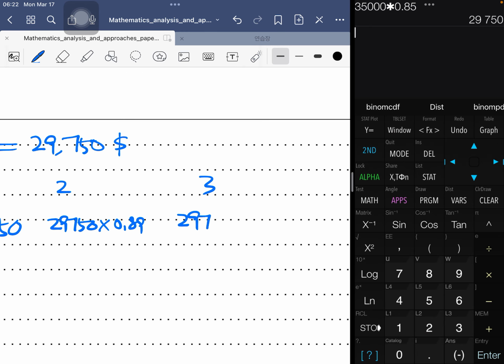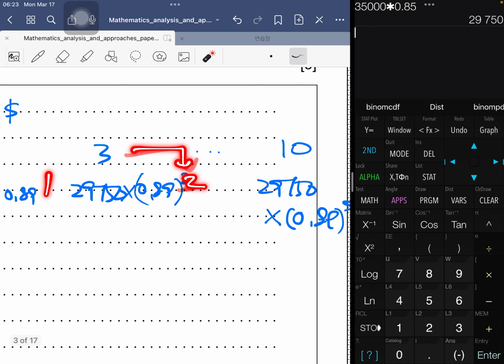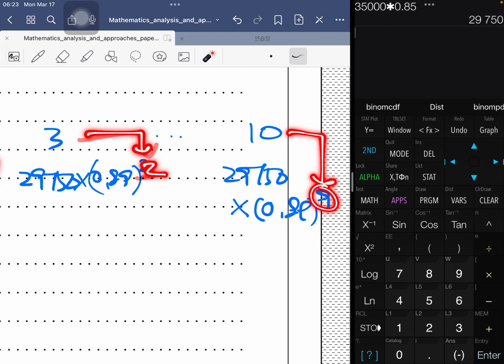So we need to find the 10th year, so it's going to be 29,750 times 0.89 to a power. This value here is one number less than that number. Because it's the 10th year, it's going to be the 9th power over here. So you can easily see that for this one it's to the 1st power, this is to the 2nd power, so this should be to the 9th power.